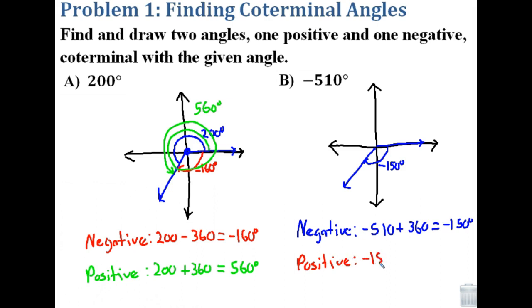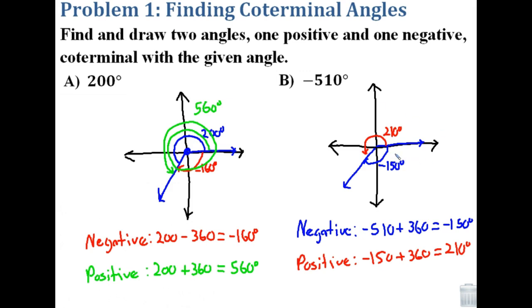Okay, so negative 150 plus 360, which is going to give us 210 degrees for a positive angle. All right, the smallest positive and greatest negative angles are going to be the two easiest ones to work with.